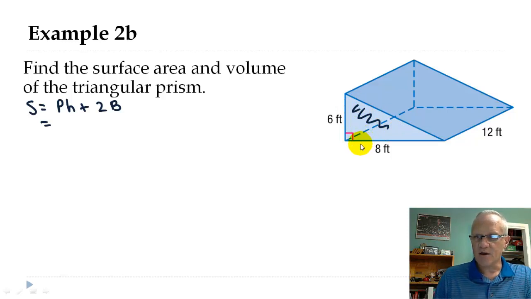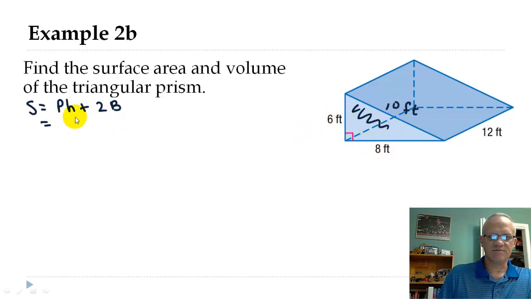Oh, you know what we're going to have to do here? I'll tell you what, I'm just going to put it in here. This is going to be 10 feet. So 10 feet is this edge here, just to save us some time. If you didn't have that written in as 10 feet, you'd have to do the Pythagorean theorem, a squared plus b squared equals c squared, and work that out to get 10. But in this case, it's 10. All right, so the perimeter here, you just add up these three sides, 10 plus 8 plus 6.